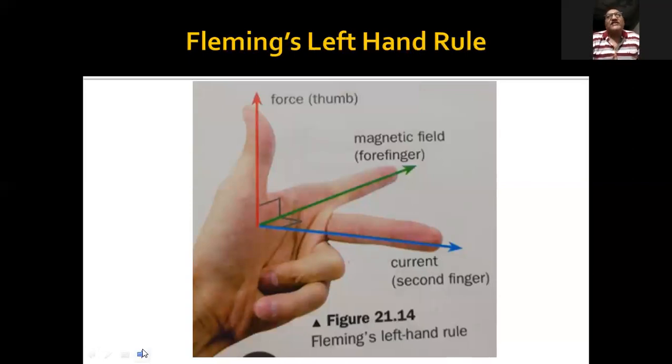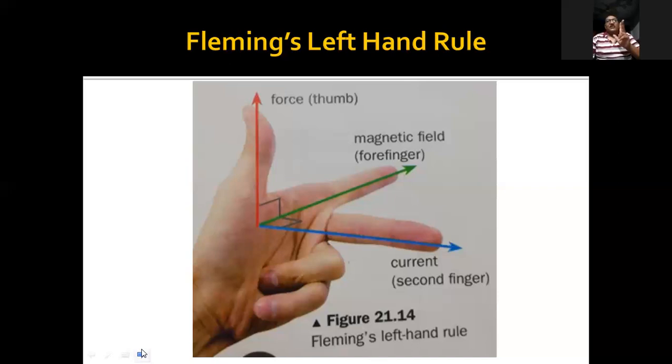Fleming's left-hand rule is very simple. You take your left hand. For example, my dear students, this is my left hand. And this is the thumb of my left hand. This is called the index finger. And this is called the middle finger. Thumb, index finger, middle finger. Take a marker and write on this thumb F. And here write M. And here write C. F, M, C. Force, magnetic field, current. Direction of the force, direction of the magnetic field, and direction of the conventional current.